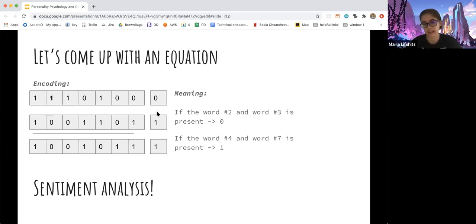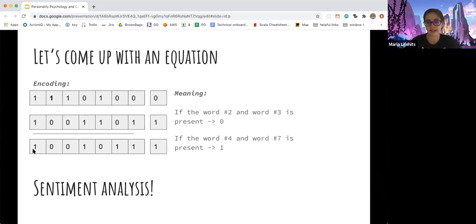Basically, looking at that, the computer realizes that when it sees the word number 2 and number 3, the meaning is positive. It should be 0. However, when it sees the word number 4 and number 7, the meaning is negative and should be 1.